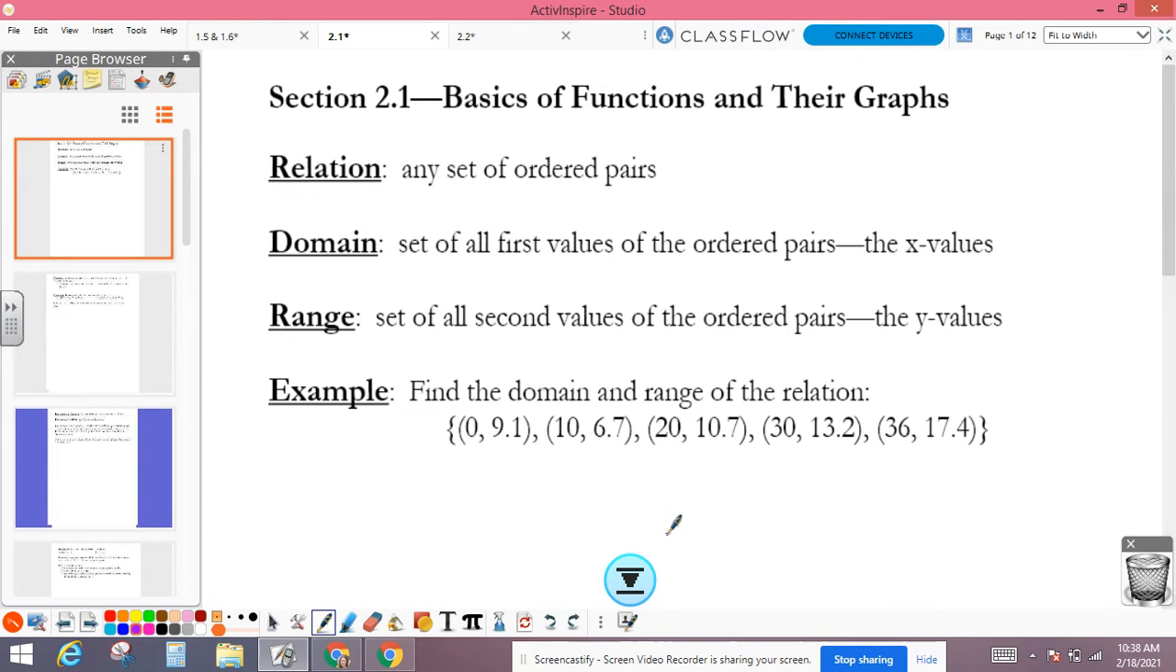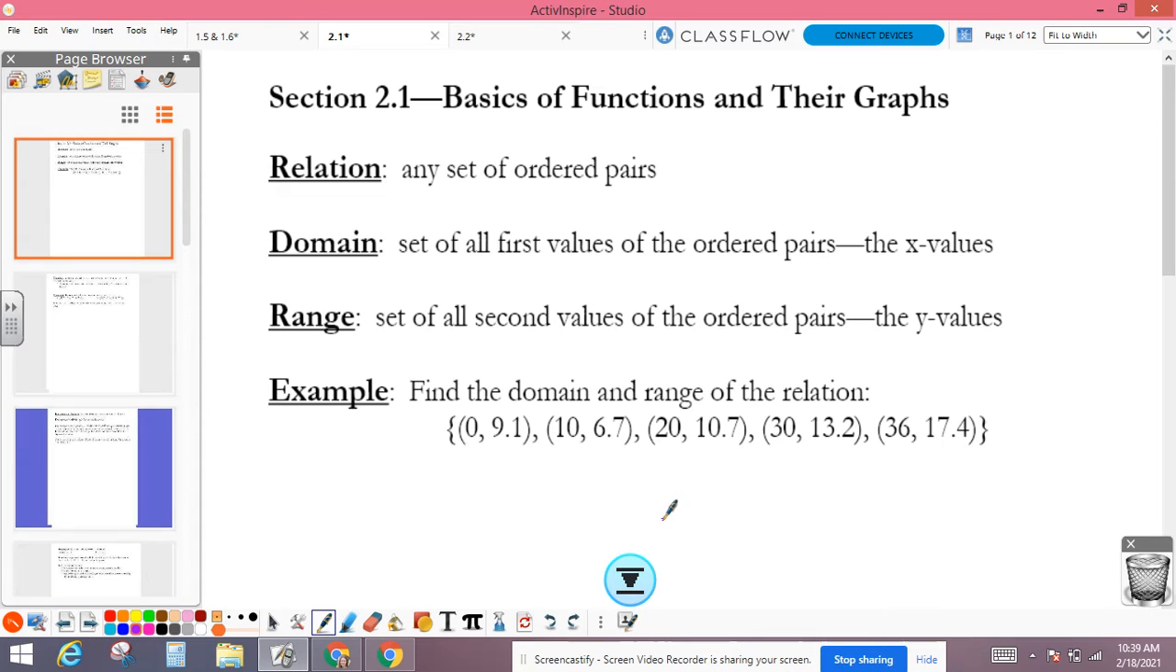Okay, so we're going to do section 2.1, which is a pretty easy section all in all. It's just the basics of functions, and it takes things from a pretty basic standpoint. So to start with, we just need to understand the difference between a relation and a function, or what domain and range is. So a relation is any set of ordered pairs.